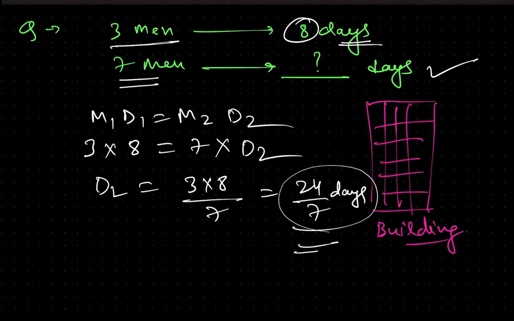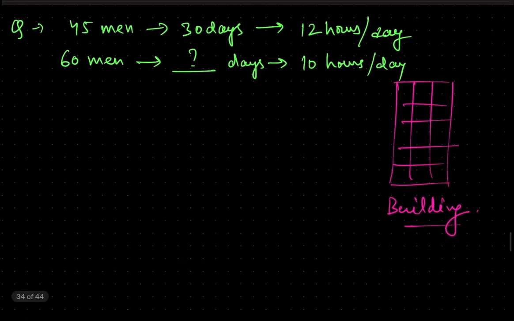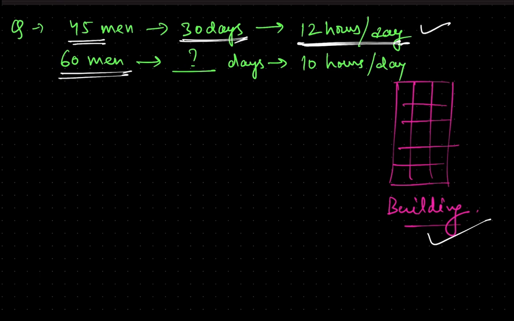So we have seen this question. Next question: suppose a work is to build a building. 45 men do this work in 30 days at the rate of 12 hours per day. I told you that hour is the rate of doing work. Similarly, doing the same work, 60 men work at the rate of 10 hours per day. How many days will they take?